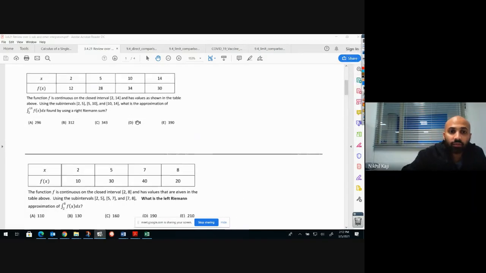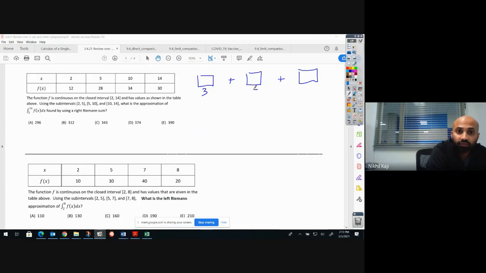All right, now our second one was a Riemann sum, a right Riemann sum. It gave you the intervals. So we had 3 rectangles from 2 to 5, that's a width of 3. From 5 to 10, that's a width of 5. And 10 to 14, that's a width of 4.